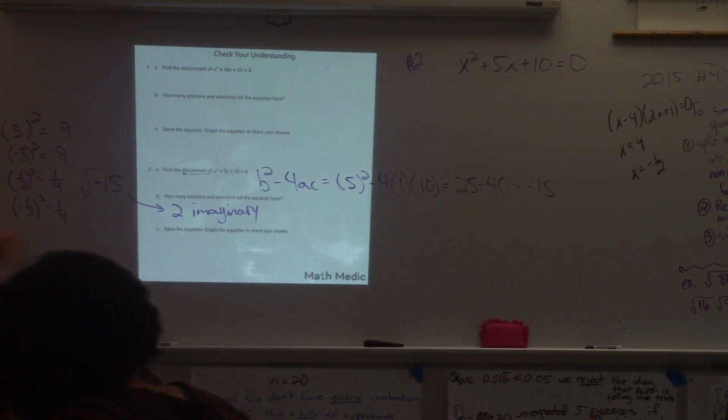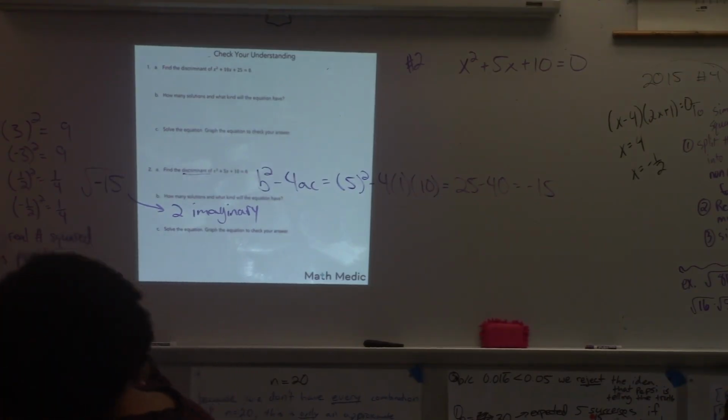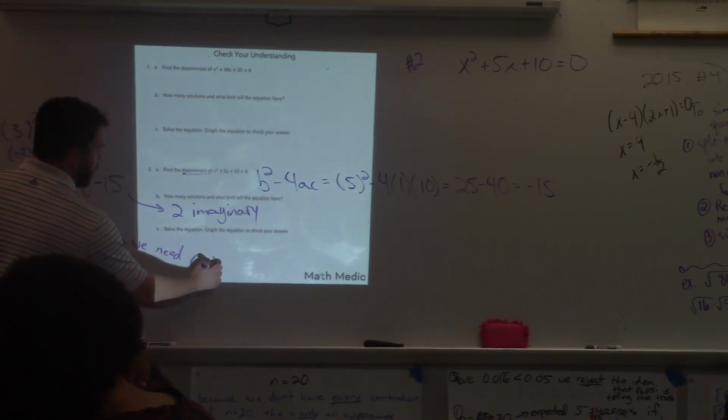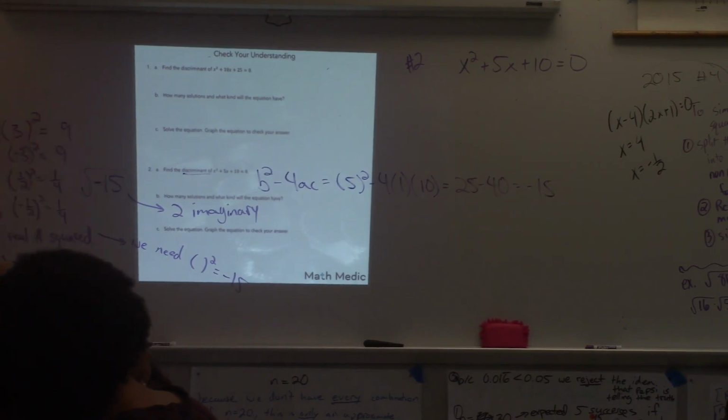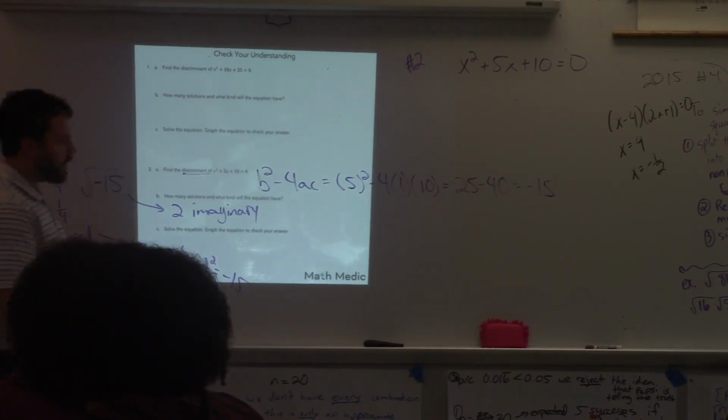Let's reword this: any real number squared is positive. This is the problem we ran into. Because essentially what we're saying with this, we need something squared that equals negative 15. Does any real number squared equal negative 15? No, because any real number squared is positive. Okay, so I'm going to bring this note over here.